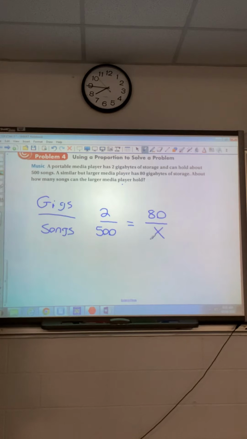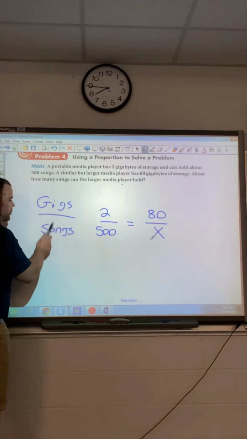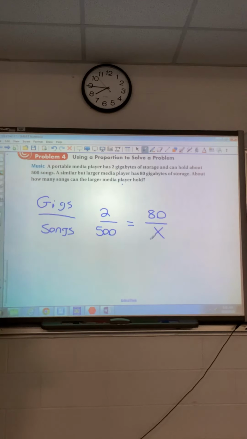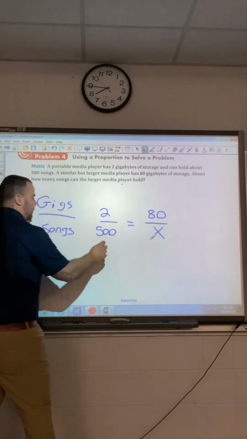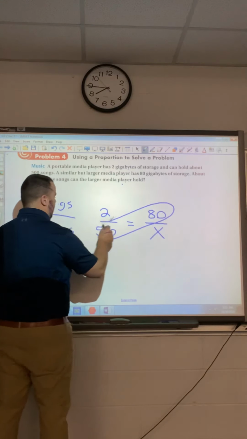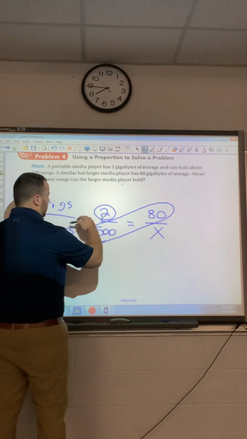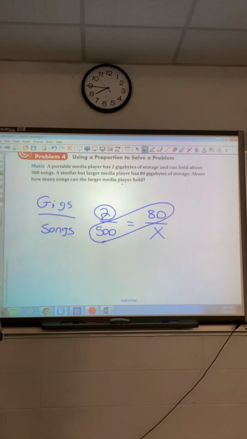Everybody see how I set that up? This is important. If you bring your homework to me and you don't know how to do it, I'm going to make you write this down, just like I did it, and keep everything in line. Now we're going to solve it just like we did that last one. I'm going to do cross products. I'm going to multiply these two together and divide by that one.